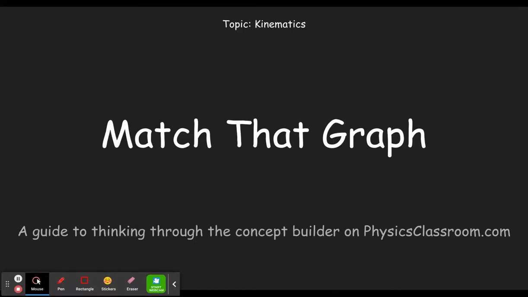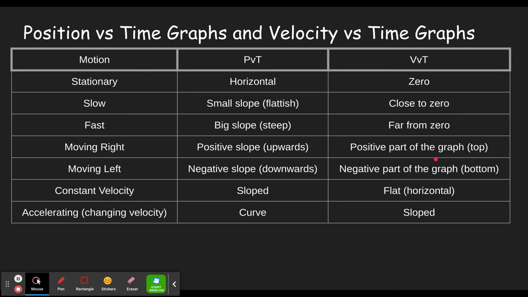Today we're going to be looking at a concept builder on physicsclassroom.com in the topic kinematics titled Match That Graph. All right, so there are seven things we need to know. They're clumped up into groups of two. Is it fast or slow, moving right or left, constant velocity or changing velocity? So really there are four: one, two, three, four. But we're going to look at all seven of these one at a time.